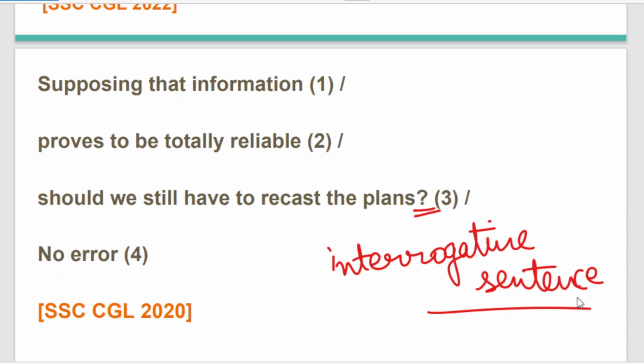It's a question of 2020 CGL. Now let's read it again. Supposing that information proves to be totally reliable, should we still have to recast the plans? Alright, now this one is not at all difficult. Let's try to find out.